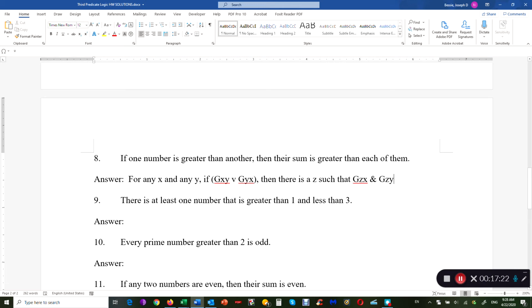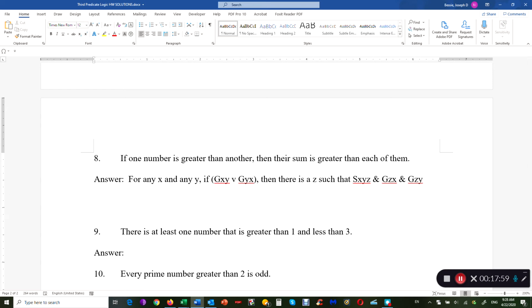So if one number is greater than another, so for any x and y, if x is greater than y or if y is greater than x, then their sum is greater than each of them. And the way we have to say their sum is greater than each of them is to say there is something, and I forgot something here, that the sum of x and y is z: there is a z such that z is the sum of x and y, and z is greater than x, and z is greater than y.